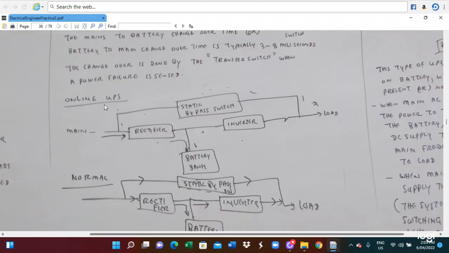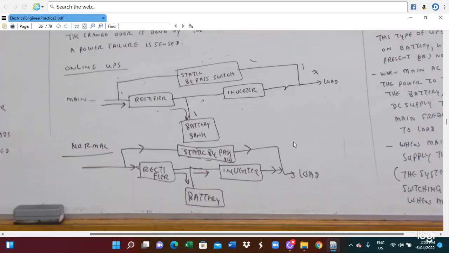Here is a diagram of the online UPS system. The main supply goes through the rectifier, and then we charge the battery. The battery power then goes to the inverter and supplies the load. Here we also have a static bypass. When the main power is on, the static bypass bypasses the battery. But when the main power is off, the bypass switch switches off and the battery supplies the load. This is for the normal system and the emergency system.